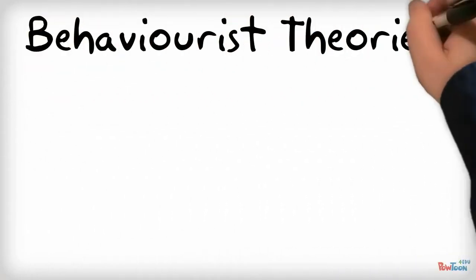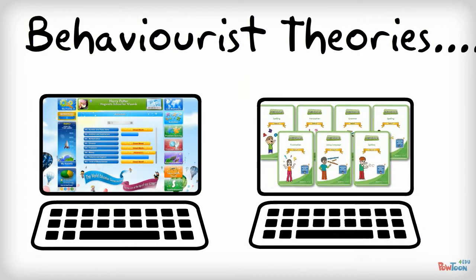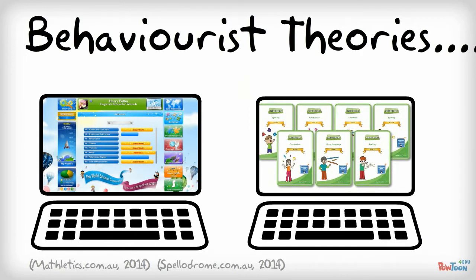Behaviourist theories can also be applied to learning. Computer programs such as Mathletics and Spellodrome reward children as they complete each task, and they can be a great resource to use in the classroom. Find out what kind of programs are available at your school.